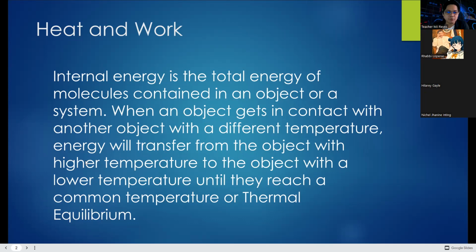This is really good if we have face-to-face because we have a lot of experiments that we can actually perform. And of course, you can actually see it yourself that there is heat transfer or thermal transfer until it reaches equilibrium or equal temperature. Both of the objects will actually experience the same temperature. Do you have any questions so far? None, sir. Okay.